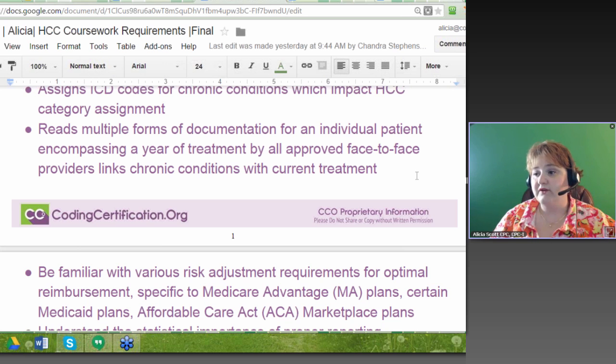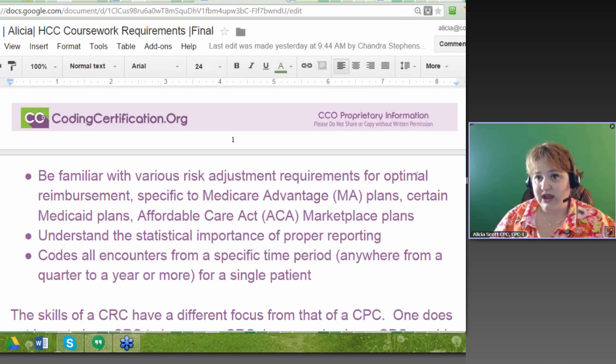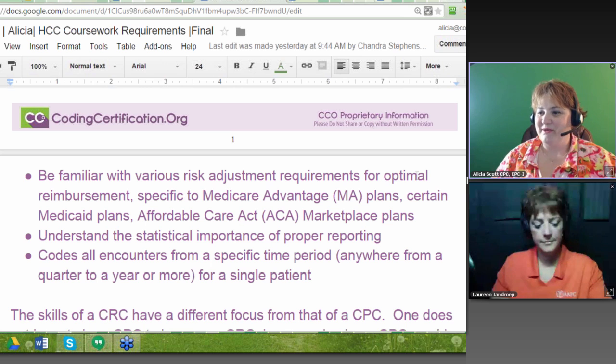You have to be familiar with various risk assessment requirements for optimal reimbursement specific to Medicare Advantage plans. So those are MA plans, and certain Medicaid plans. The Affordable Care Act, or ACA, marketplace plans are all involved in this. So again, it's a lot of work with government, and wherever government's involved, there's usually less money, right? And so the auditors are very particular because you don't want to make a mistake. They'll come in and take that money.